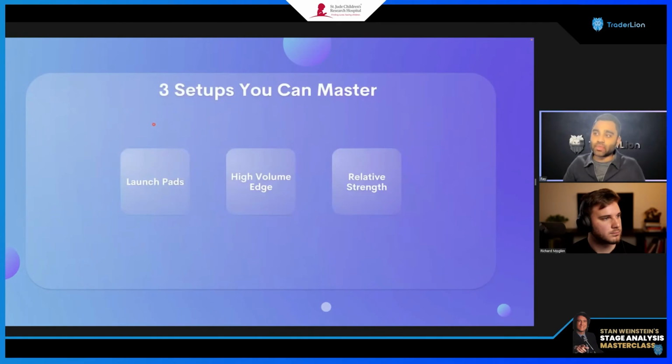Now we'll talk about basically the three setups. So enough of that general talk. I know people are here for examples and specifics. So the three setups that I employ are launch pads, that I'll talk about with examples, the second one being the high volume edge, and the third one being relative strength. These are very basic setups, but these are the foundations of how I trade.